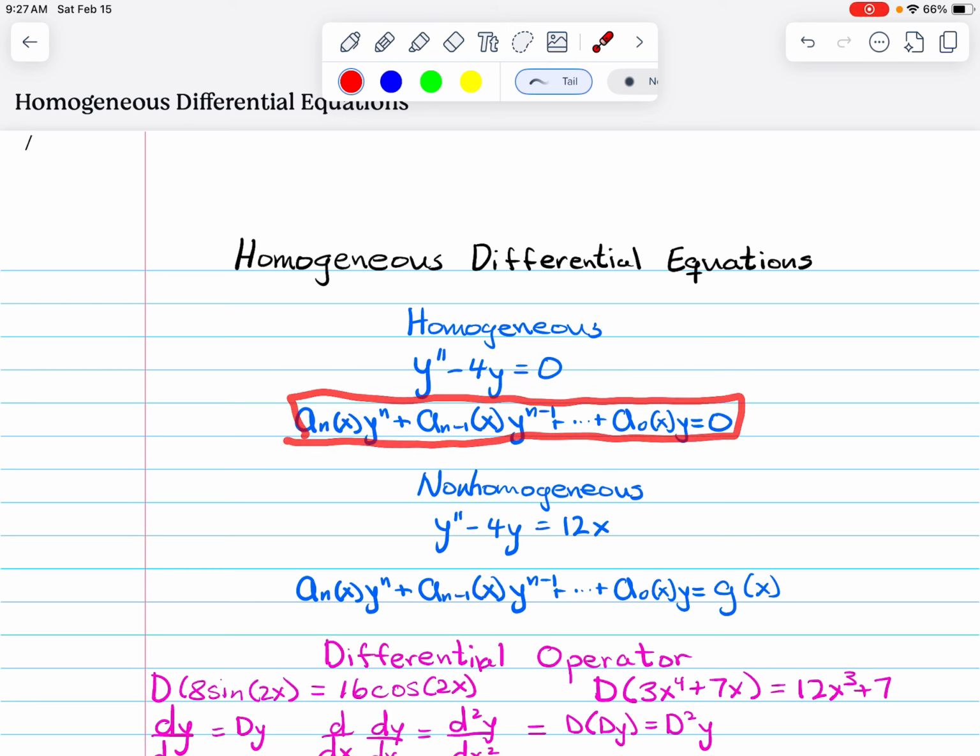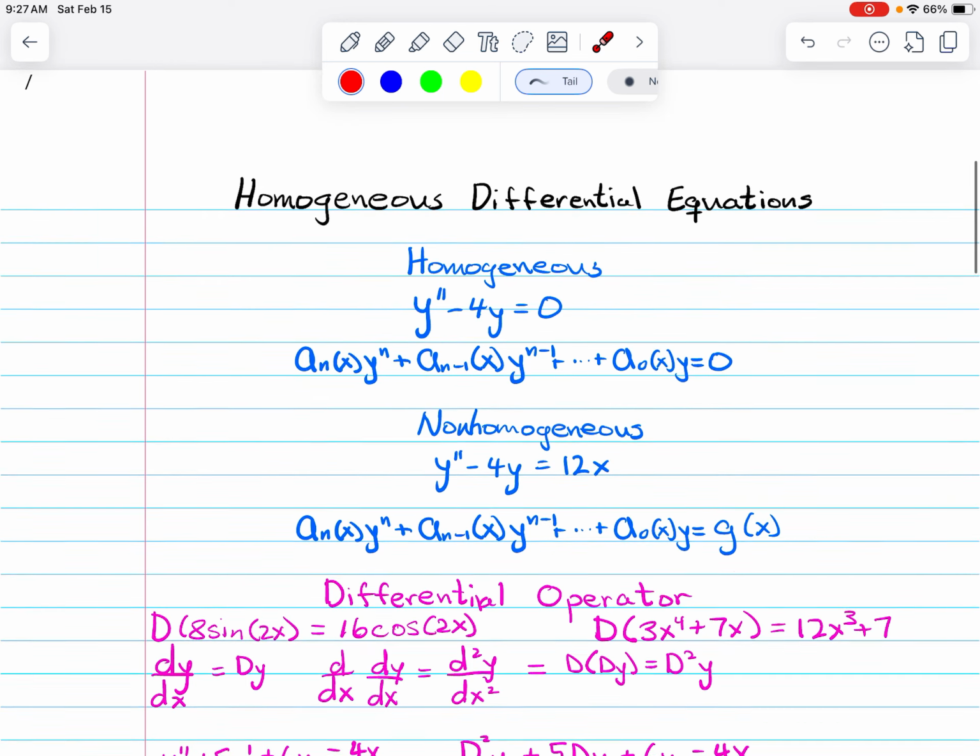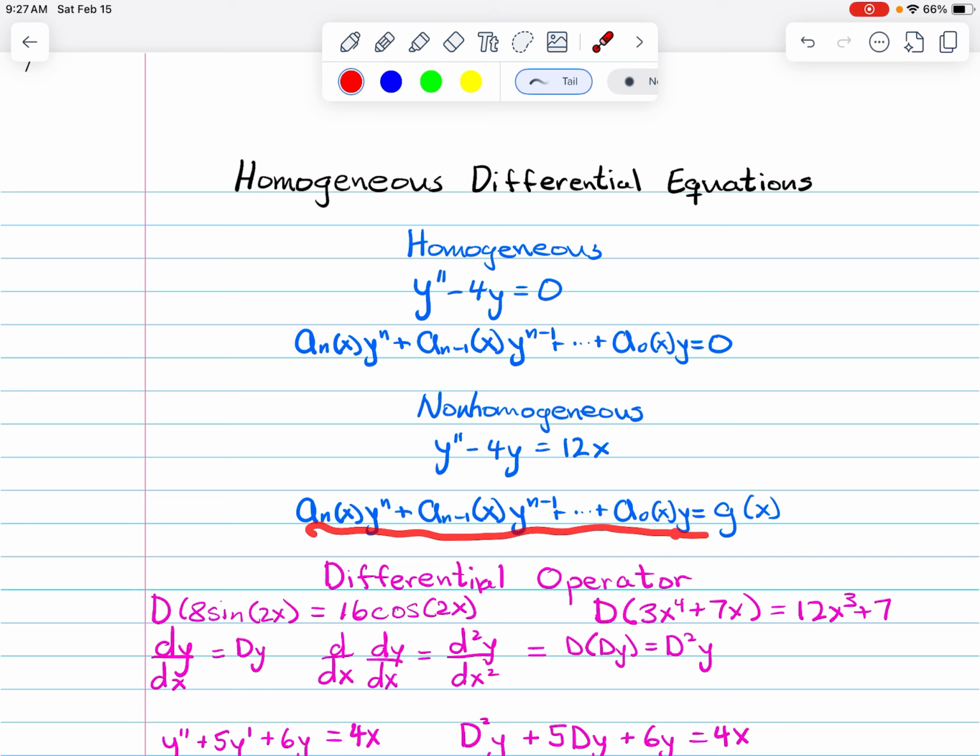Okay, but what makes it homogeneous is the fact that you've got a zero over here, and you can contrast that with a non-homogeneous. Now these are both linear differential equations, but notice over here you've got a 12x instead of a 0, and the general form of that would look like this. So you've got a homogeneous and a non-homogeneous differential equation. We're going to focus on the homogeneous now. That's what we're beginning our discussion on.